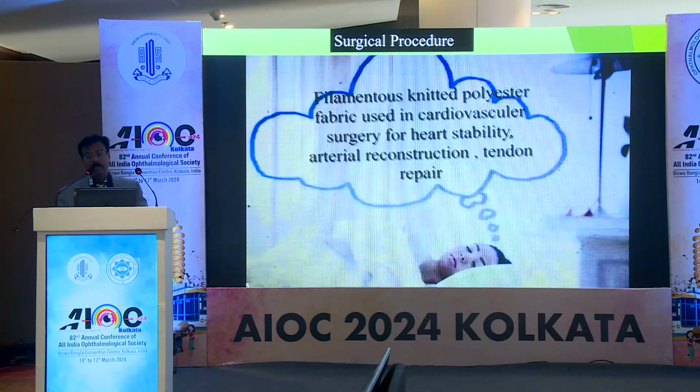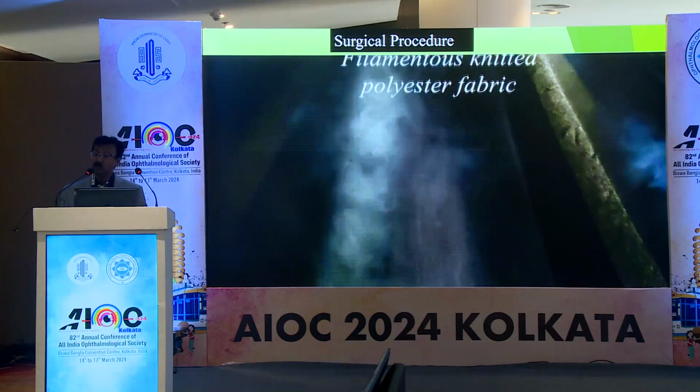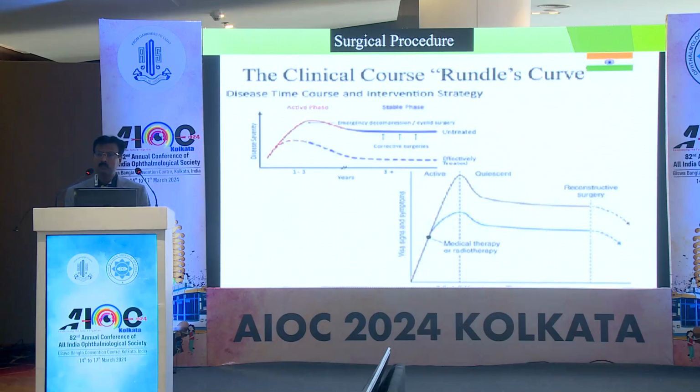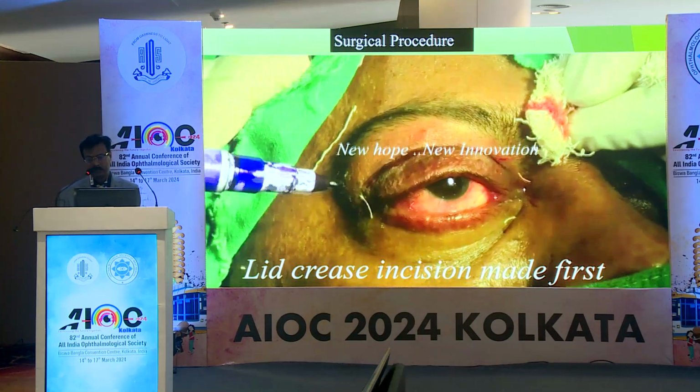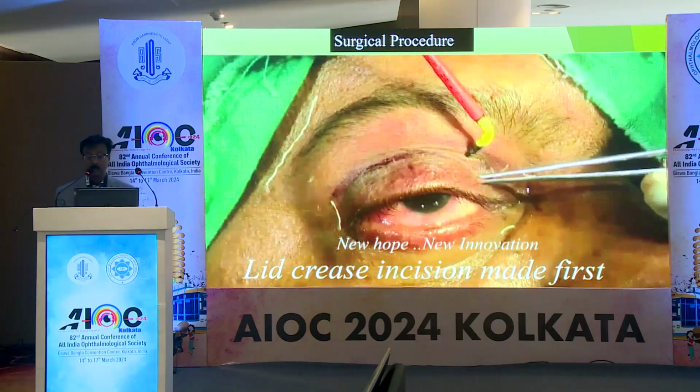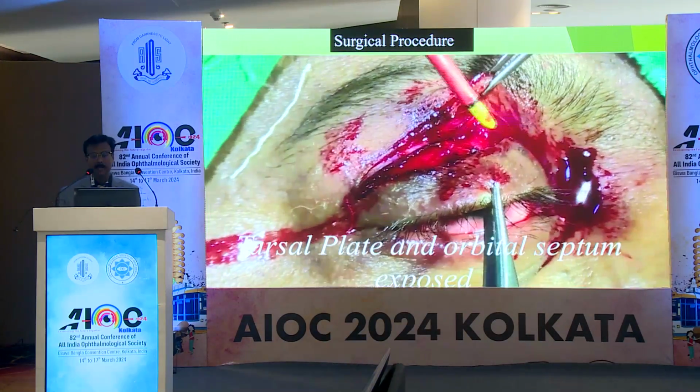Now, filamentous knitted polyester fabric, the newer material we applied, is used in thoracic surgery. I use it in the retraction in the inactive phase of the disease. We start operating. Lid crease incision made.